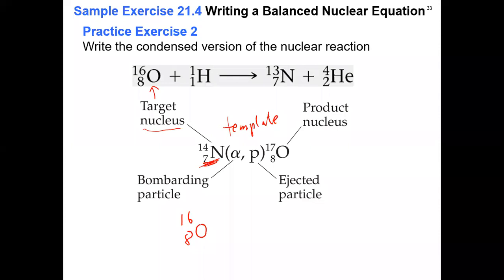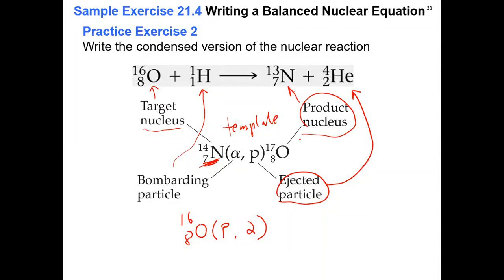Then we use parentheses, and inside the parentheses is our bombarding particle. In this case, our bombarding particle is this proton, so therefore we write P. Then in the parentheses, you also write the ejected particle. The ejected particle here is the helium nucleus, also called the alpha particle. So that finishes what is inside the parentheses. The product nucleus in this case is this nitrogen 13. So you write nitrogen, atomic number 7, mass number 13.